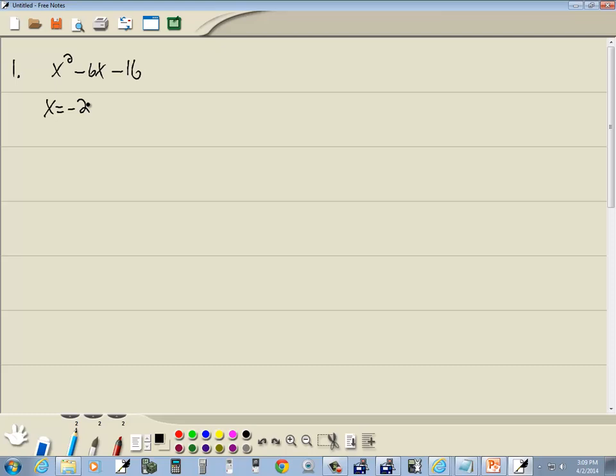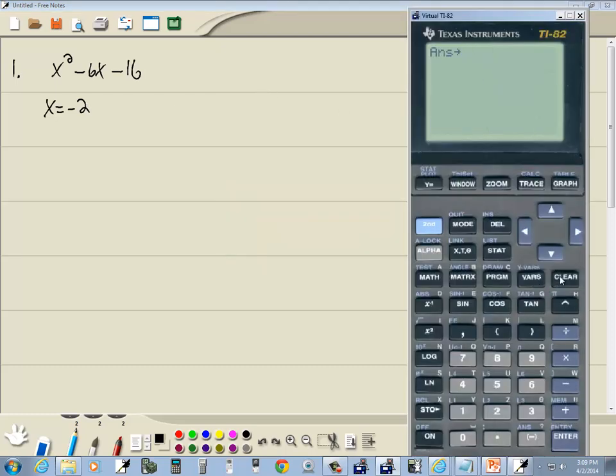Well, let's go through the process again. I'm going to do second trace. I choose intersect 5. First curve, enter. Second curve, I'll press enter. Now for a guess, I'm going to hold down my right arrow key and move my flashing cursor over close to the one I'm trying to find. So I'm trying to find this one over here. Once I get it over close to that, I press enter. And that tells us x equals 8.